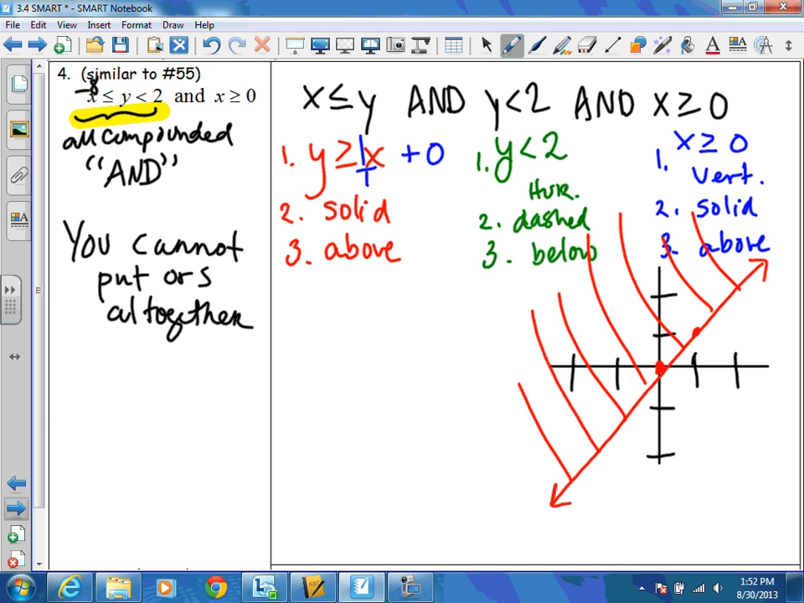Questions about that one? No, ma'am. Okay. Next one, horizontal line going through 2. It is dashed and I shade below.